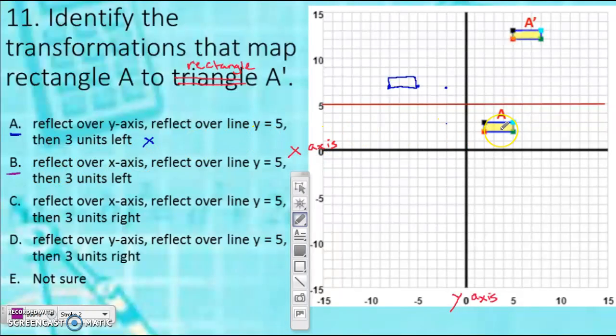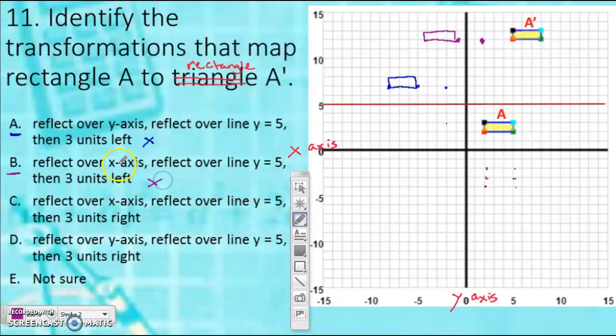I'm going to reflect it across the x-axis this time. So that's going to put it down here, about here. No, I'm sorry, here. All right, reflect it over the line y equals 5. So that's going to reflect it. 1, 2, 3, 4, 5, 6, 7. So that's going to put it here. And then 3 units left, 1, 2, 3. So that's going to put this guy here. I was getting excited there for a second. I thought that might be it. But that's not quite it.